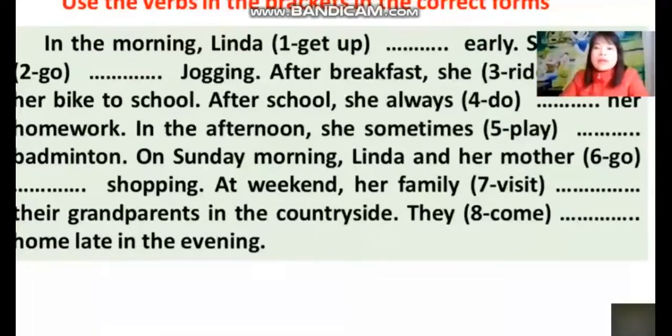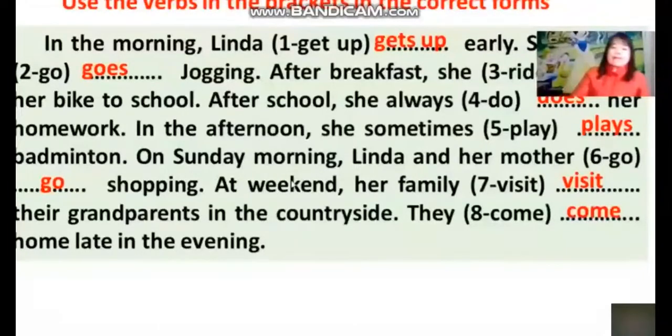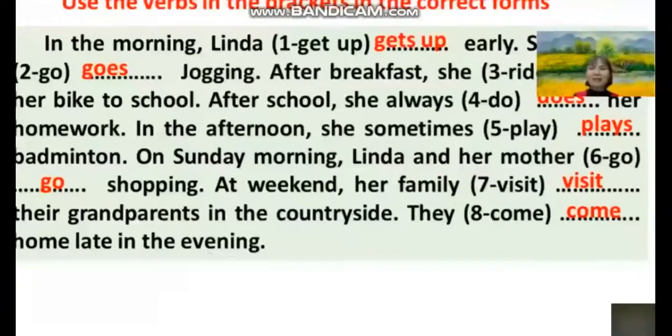It's the morning. Linda gets up early. She usually goes jogging. After breakfast, she rides her bike to school. After school, she always does her homework. In the afternoon, she sometimes plays badminton. On Sunday morning, Linda and her mother go shopping. At the weekend, her family visits their parents in the countryside. They go home late in the evening. You're excellent. Clap your hands, please.